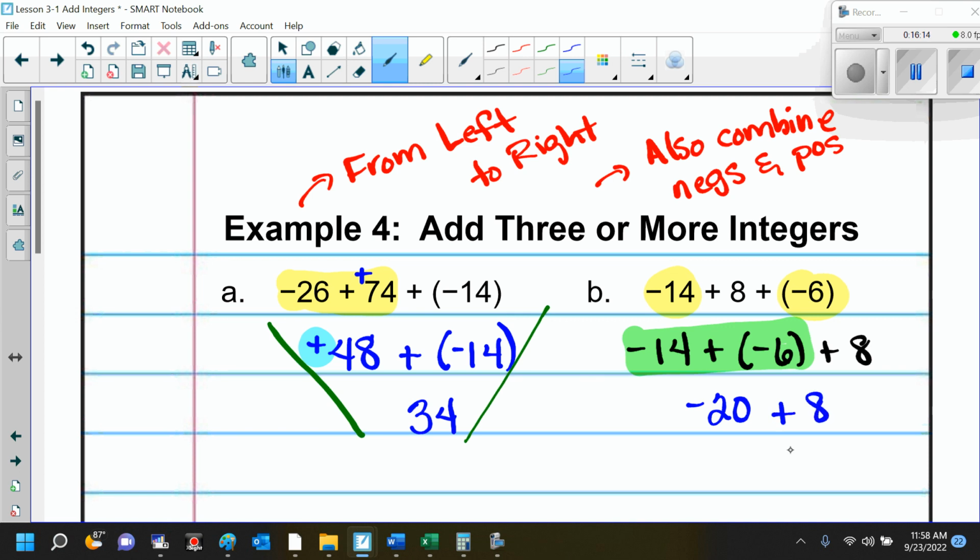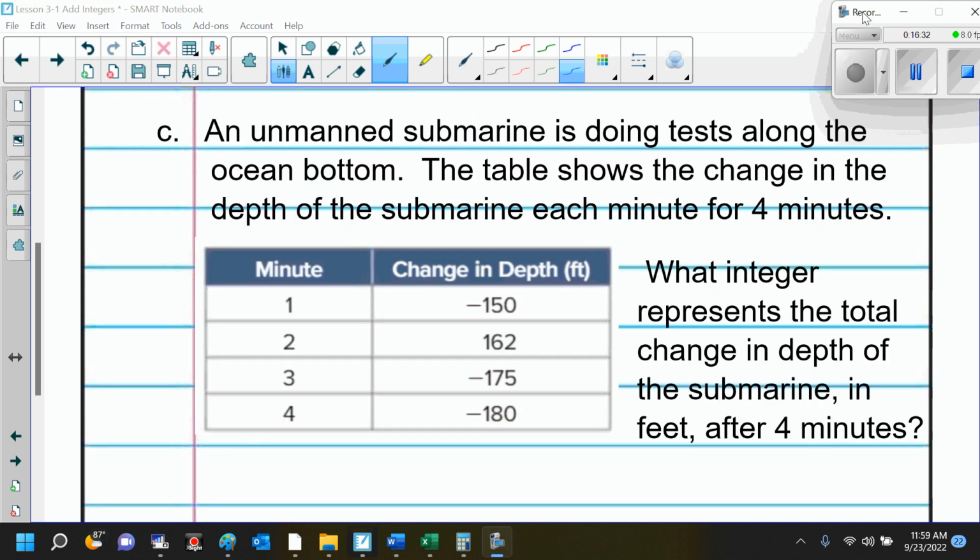plus 8. Now I have different signs. What do I do with the 20 and the 8? You subtract. So 20 minus 8 is 12. And my sign is going to be negative because the 20 is bigger. Is everybody clear? Yes. An unmanned submarine is doing tests along the ocean bottom.